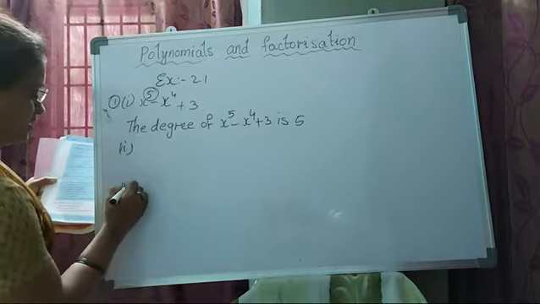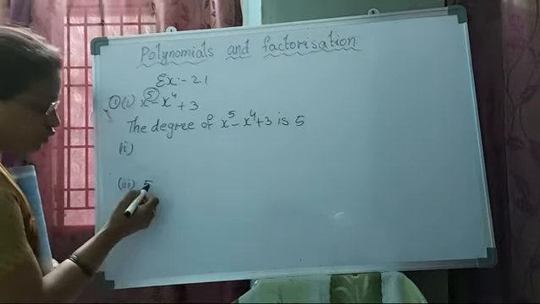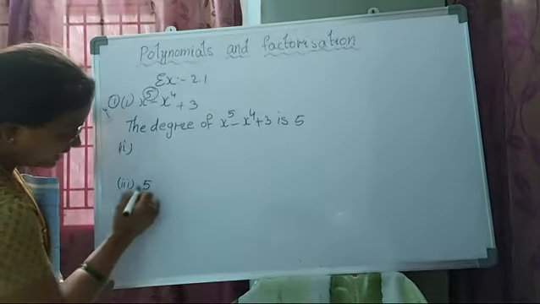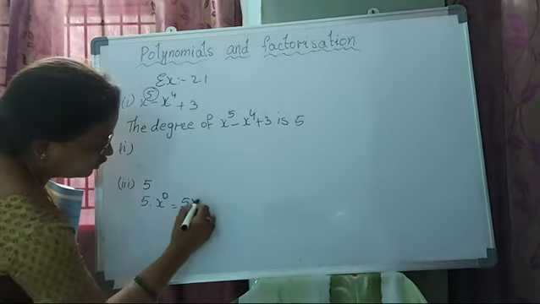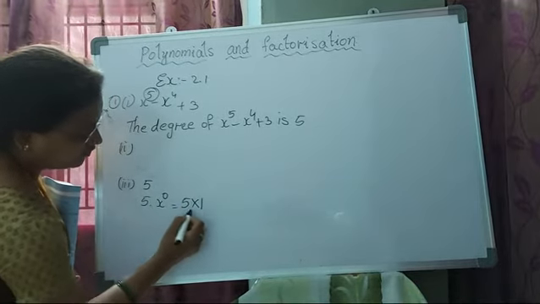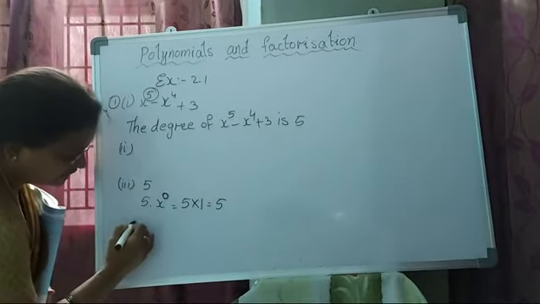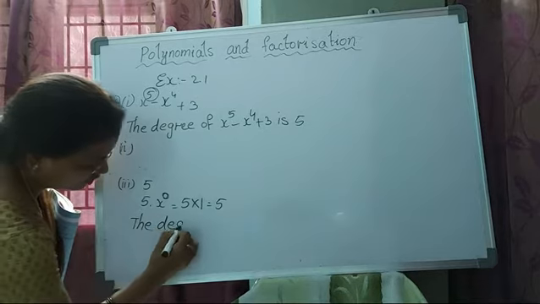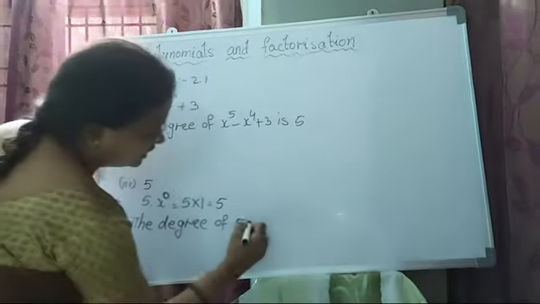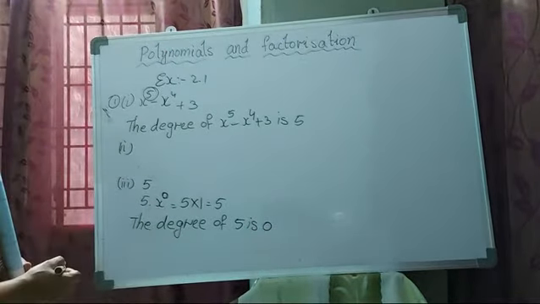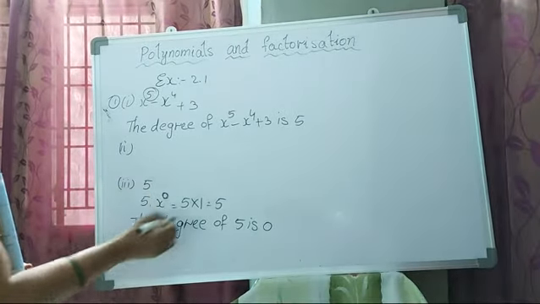Then third one, 5, a constant term. They just gave a constant term. How to write the degree for this one? We can write this as 5 into x power 0. Anything power 0 is 1, so 5 ones are 5. In this way we can write. So the degree of this constant term is 0. The degree of 5, any constant term, is 0. If you write it like this, the degree of this particular number is 0.